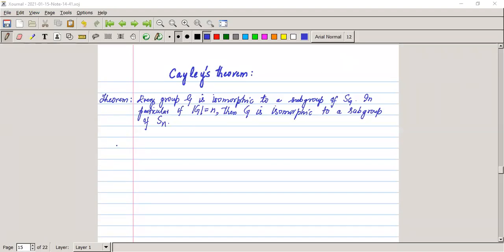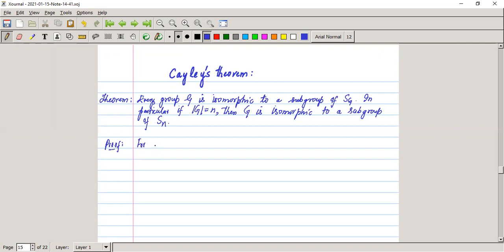I am Aijaz. In this lecture, we will study Cayley's theorem of groups. So, this is the statement of Cayley's theorem of groups. It states that every group G is isomorphic to a subgroup of S_G, where S_G is the symmetric group defined on the set G. In particular, if the order of G is equal to n, then G is isomorphic to a subgroup of S_n. Now we prove this theorem, and we start the proof like this.